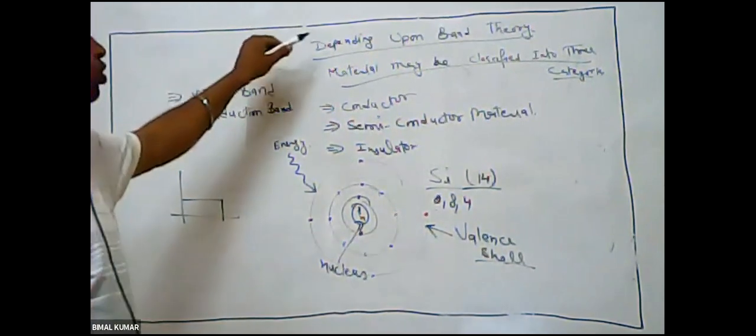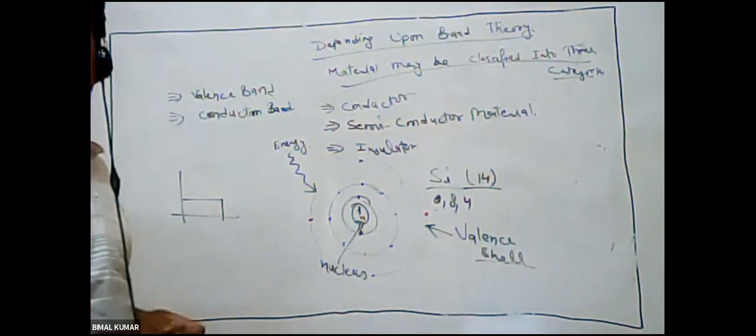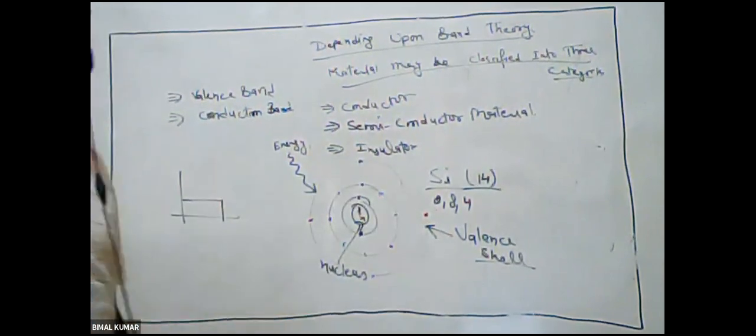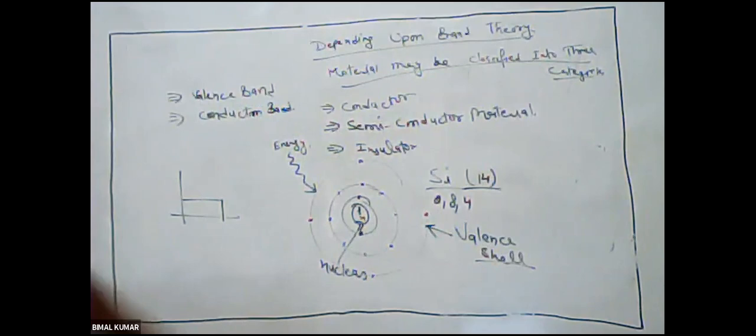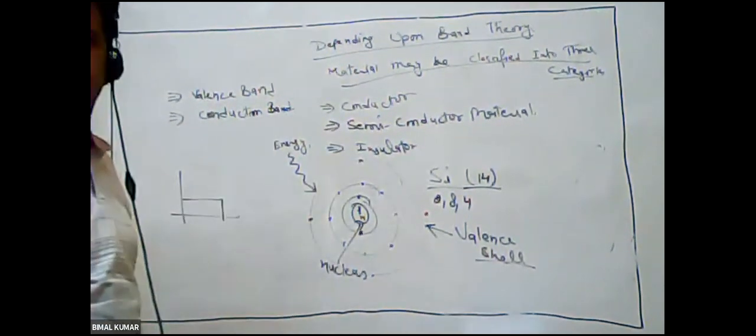Now, depending upon the band theory, materials may be classified into three categories: conductor, semiconductor, and insulator.